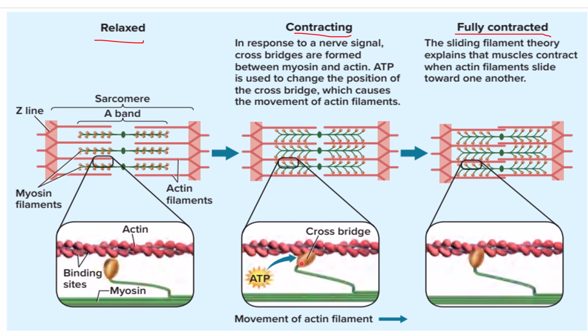So this part is called cross bridges, where they come to meet together. ATP is used to change the position of the cross bridge, which causes the movement of actin filaments. Then when it is fully contracted, the sliding filament theory explains that the muscle contracts when actin filaments slide towards one another. So this is the movement of contraction, and when the muscle is relaxed, it looks like this. When the muscle is contracted, it looks like this. This is what the sliding filament theory is.